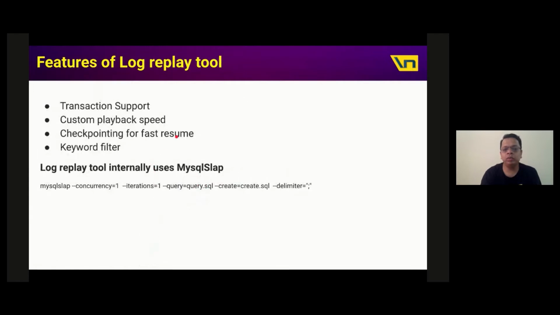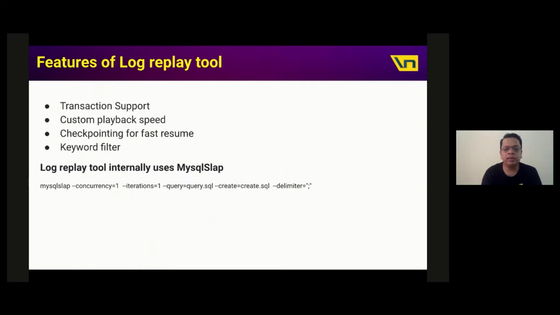Checkpointing for fast resume. So if you are running a benchmark and it fails in between, you can resume from the same point instead of capturing the general log again and rerunning the entire general log. And keyword filter, where if you want to benchmark only reads or only updates, that you can also do.